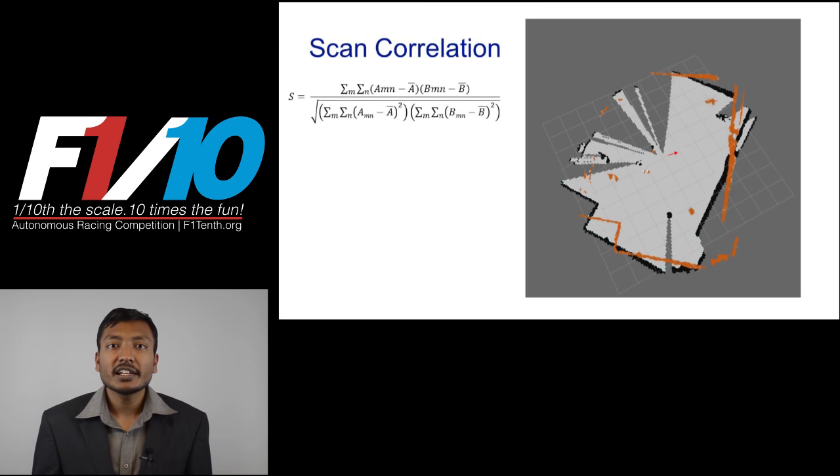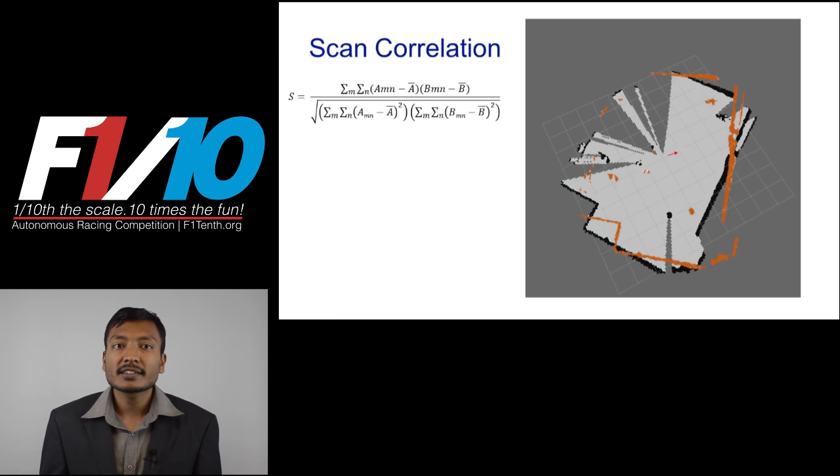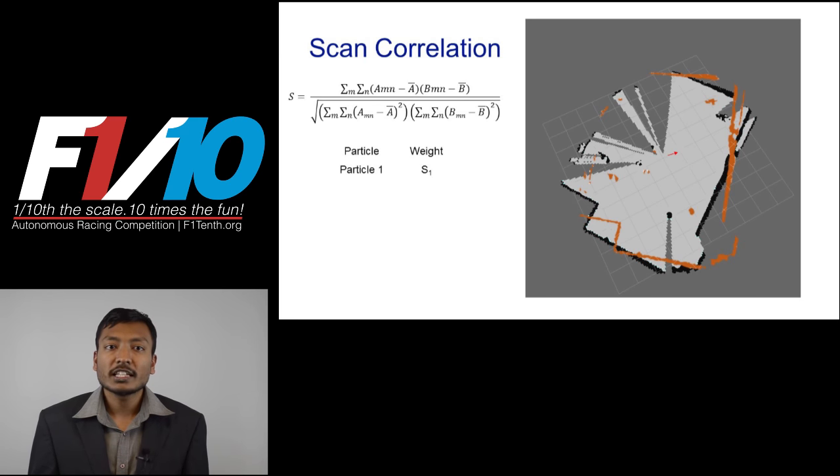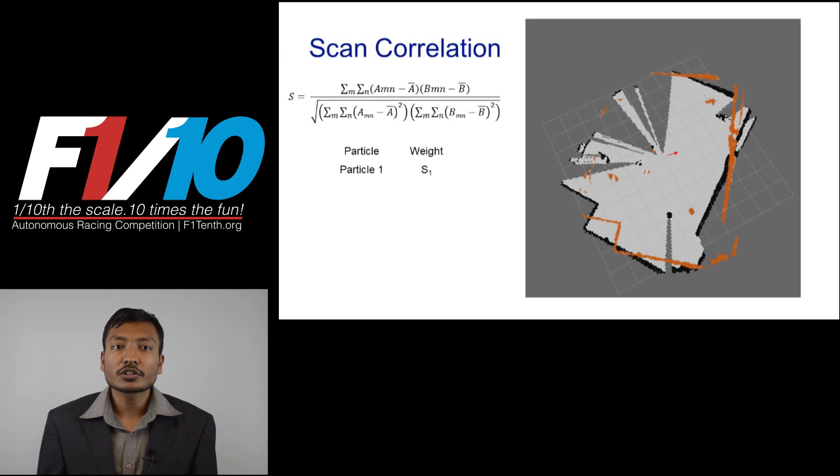Correlation score S is calculated using this formula where A is the map, B is our scan. A bar and B bar are the mean values of the pixels of both the maps respectively. The walls have a value of 1 and the free spaces have a value of 0. M and N are the x and y coordinates of the pixels. These equations basically count the number of black and orange pixels that overlap each other. We repeat this process for each particle and record the correlation score for each.